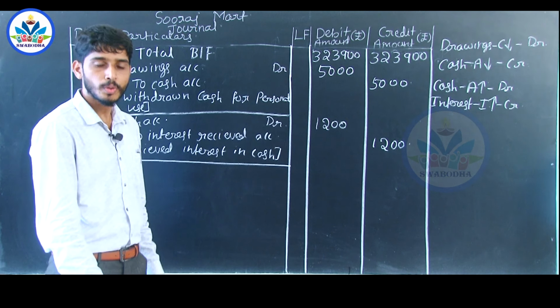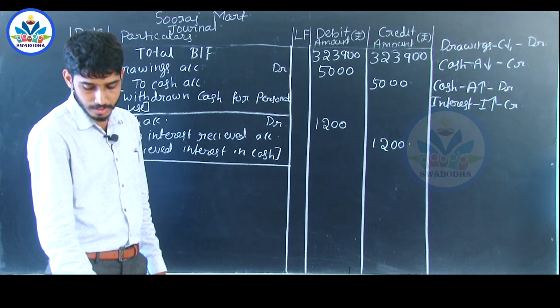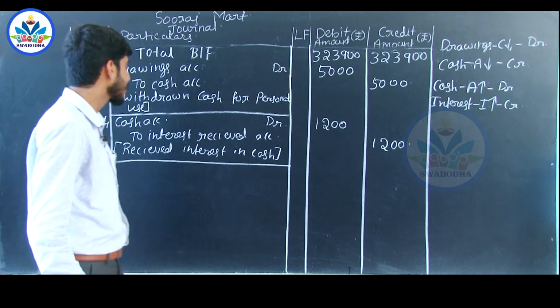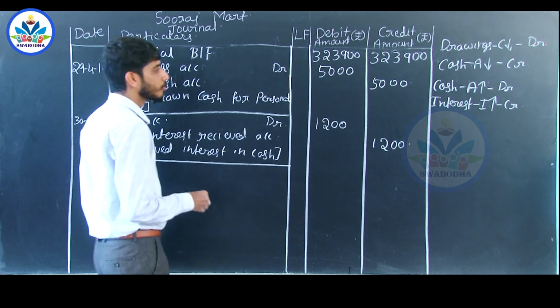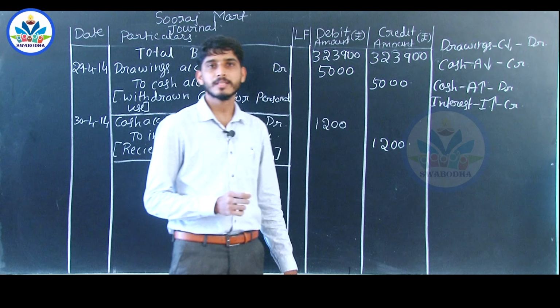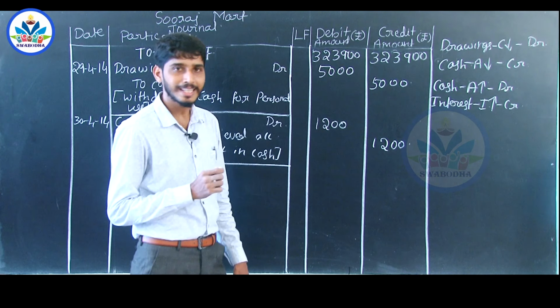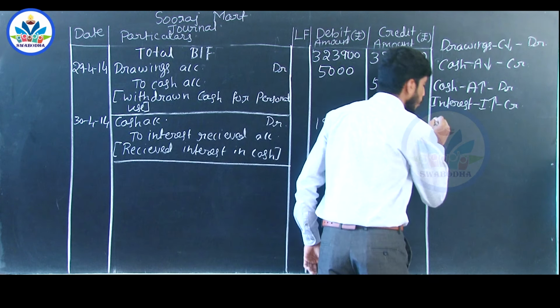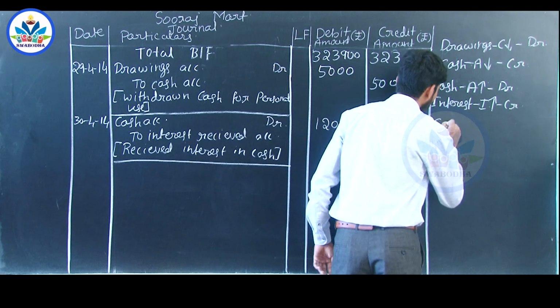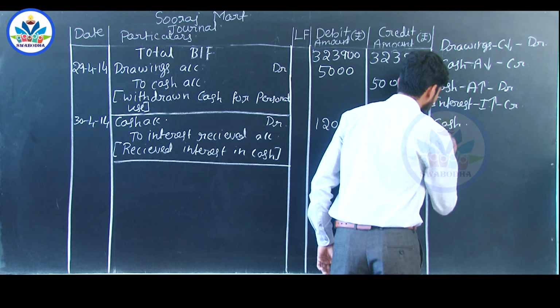On 30/4/2014, cash sales rupees 2300. The two accounts involved are cash and sales account.